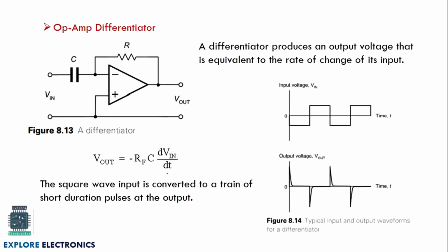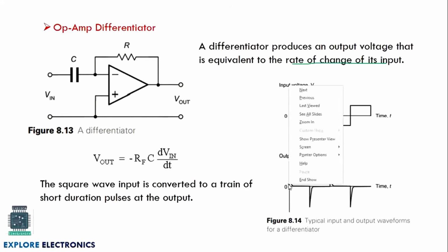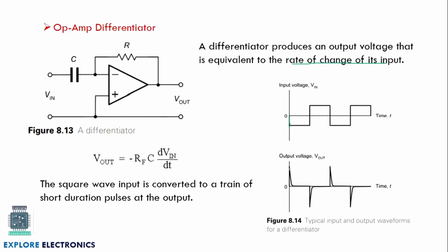So let us take an example of a square wave input which we have given. Here the square wave input is converted into short duration pulses. When there is a change in the input, the rate of change of input, it gives an output. When there is a change from 0 to some negative volt, here you can observe we are going to get some positive peak value. Since it is an inverting case, we are applying the input to the inverting terminal, obviously the output will be phase shifted by 180 degrees.